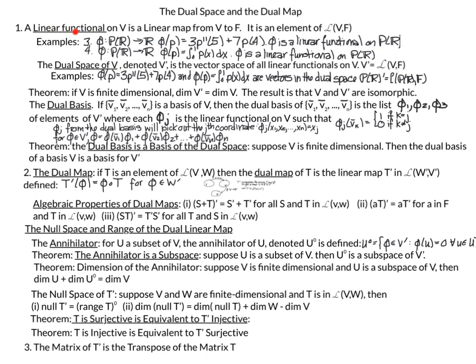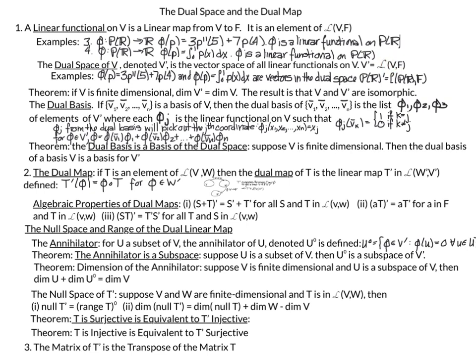Once we have defined these linear functionals, again, functions that are linear and map to a field, to scalars, we can define the dual space of V. Given a vector space V, we can denote the dual space as V prime, and that's a vector space. The dual space is the vector space of all linear functionals on V. In other words, V prime, the dual space, is the set of all linear functions from V to some field F.